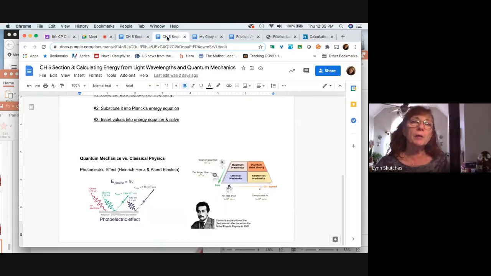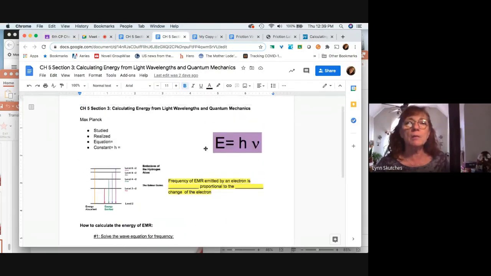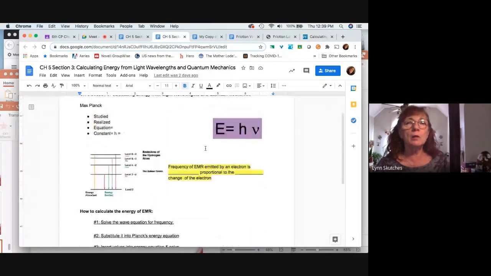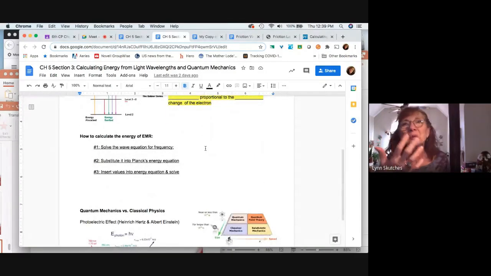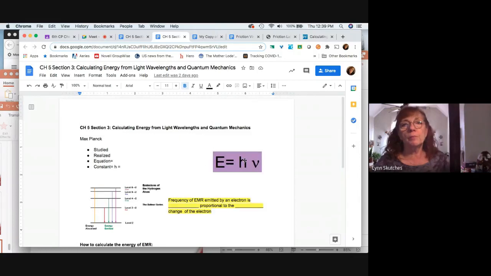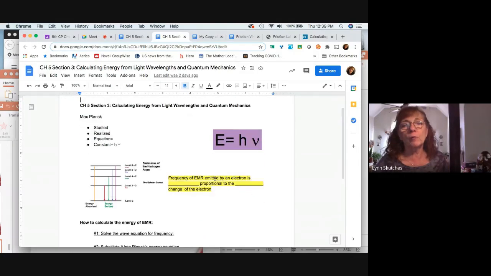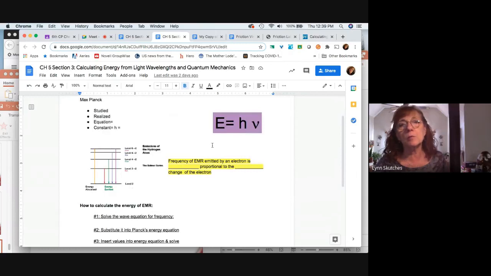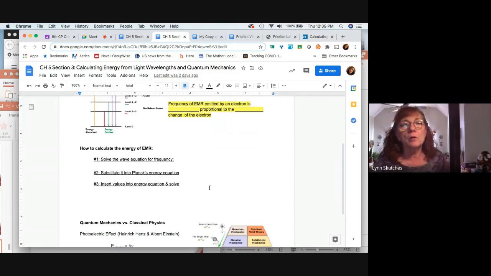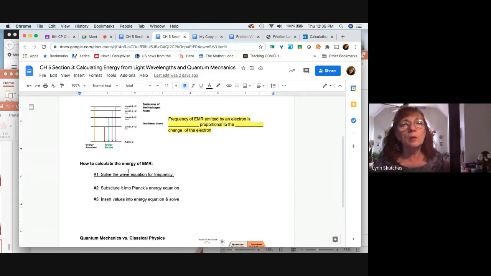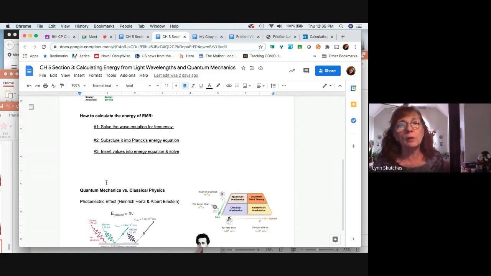Okay, so this is the note sheet that you could use or not to take your notes on Tuesday. And we got introduced to Max Planck and his formula for energy. Planck's constant, 6.6262 times 10 to the minus 34th joules times seconds. We'd already learned about the wave equation, so we're going to learn how to calculate energy if we know the wavelength of the light. Okay?